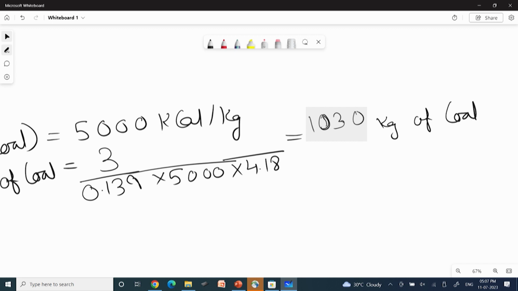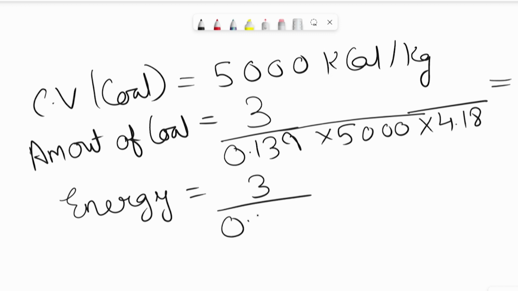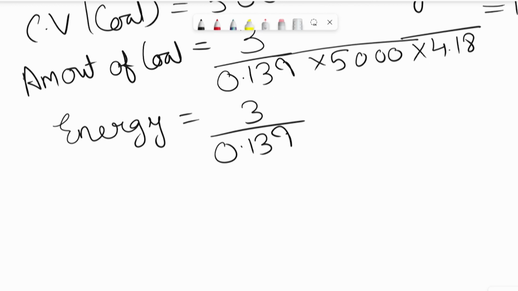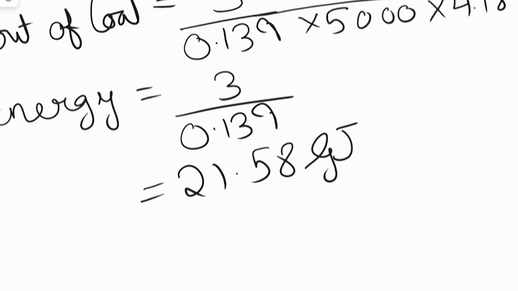If I talk in terms of energy, it would simply be 3 divided by the efficiency, and the total energy going into the system would be around 21.58 gigajoules. So we would need around 1030 kgs of coal or around 21.5 gigajoules of energy per year.